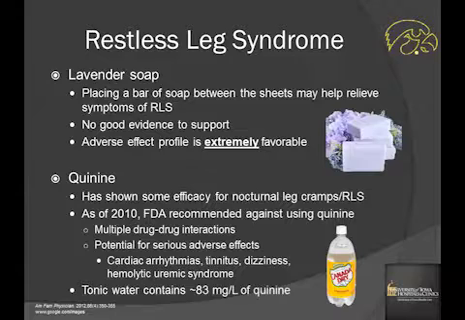Another option that used to be more of an option is quinine. For some of our older practitioners, you probably remember using this for restless leg syndrome because it has actually shown some efficacy for both nocturnal leg cramps and restless leg syndrome. However, as of 2010, the FDA recommended against using it, and now I think quinine is pretty difficult to obtain because it was associated with a lot of drug-drug interactions and had some serious adverse effects, specifically in bigger doses.